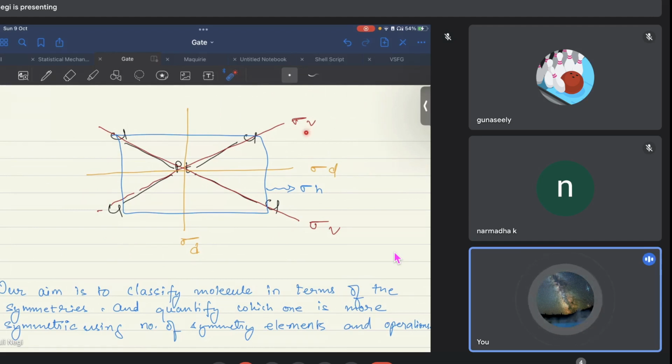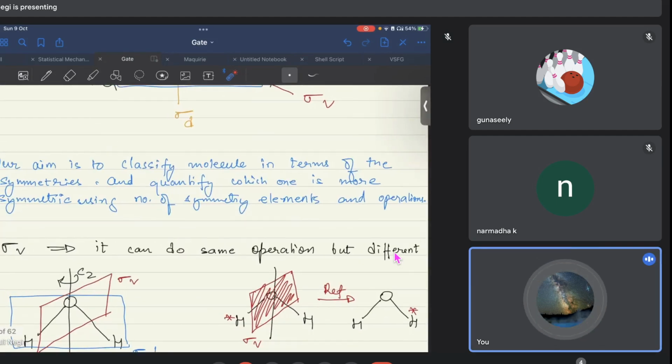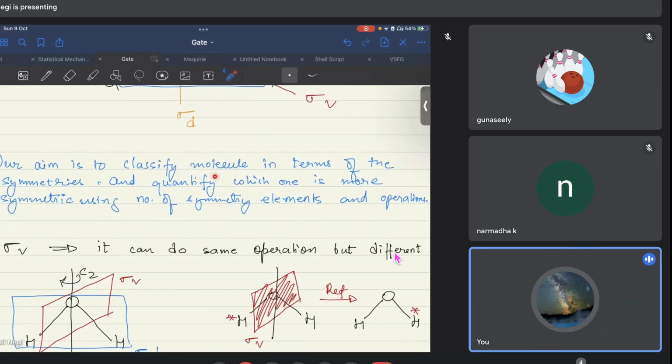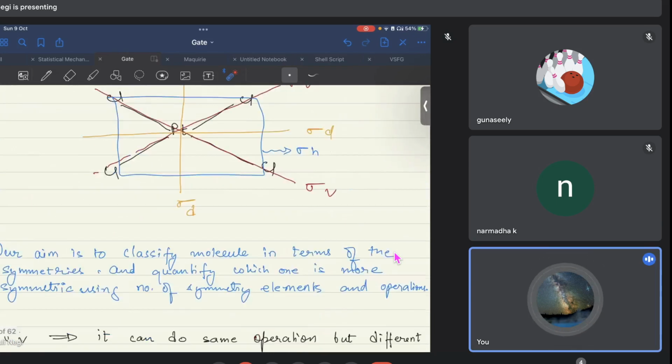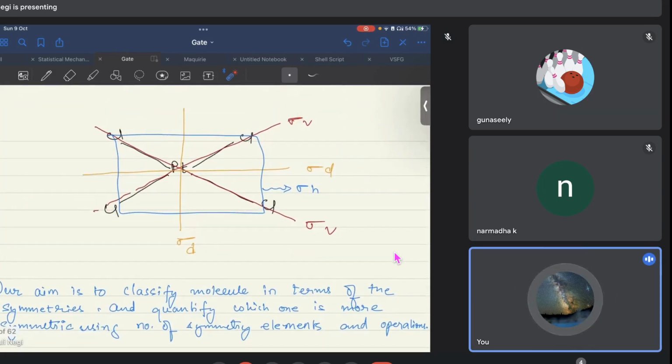You can see that I have drawn sigma v, sigma d, sigma h here. So there are two sigma d present, two sigma v present, and one sigma h present. So what is our aim? Our aim is to classify molecules in terms of symmetries and quantify which one is more symmetric using the number of symmetry elements and operations. So you have seen that there are two sigma v, this one and this one, but these two are not very different.